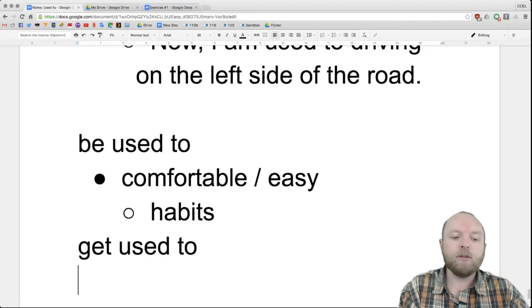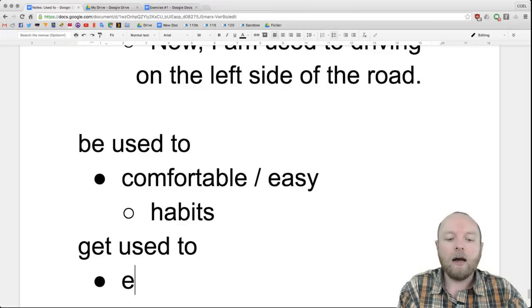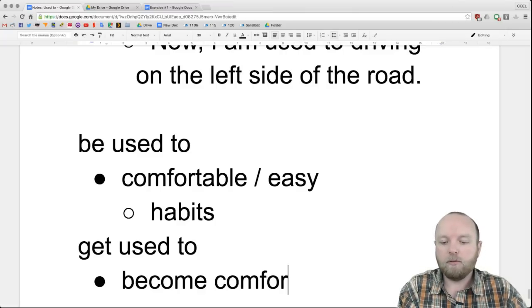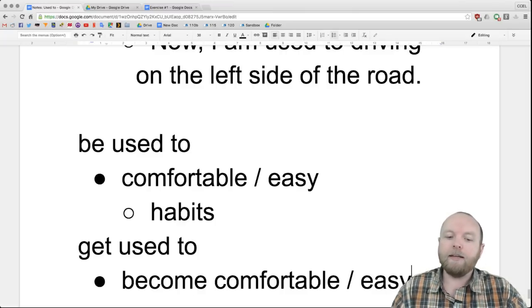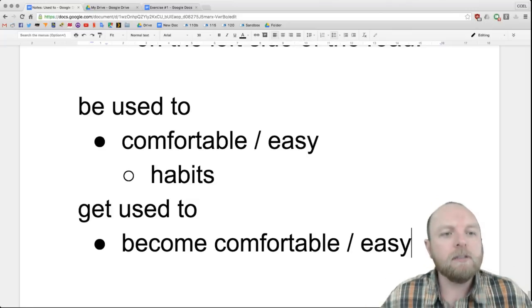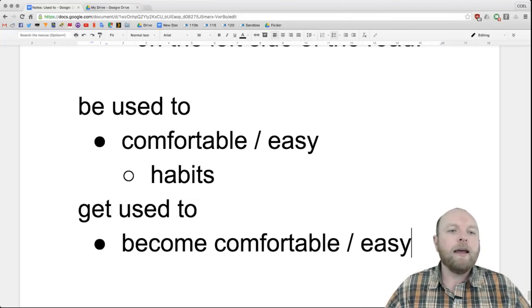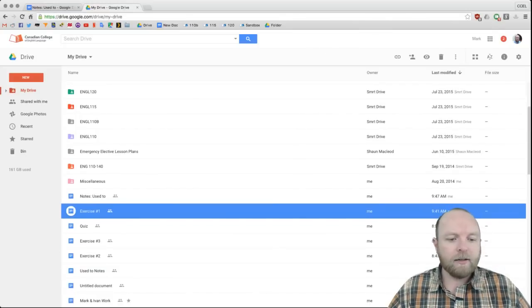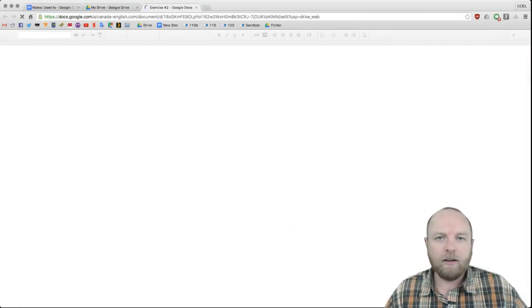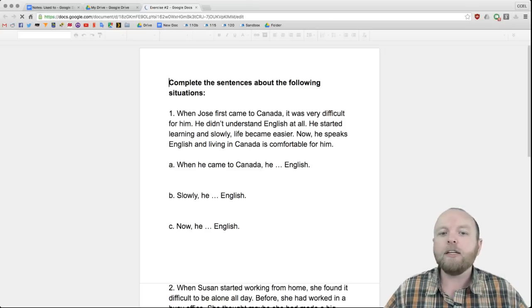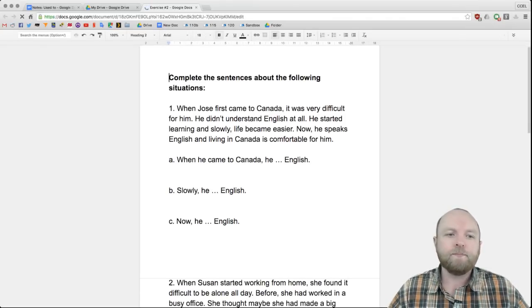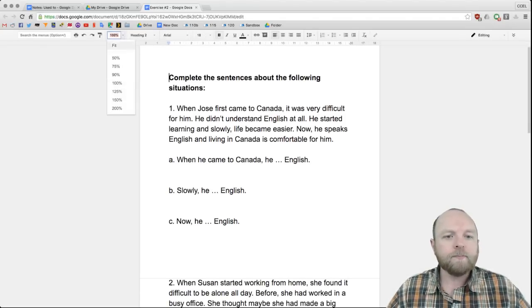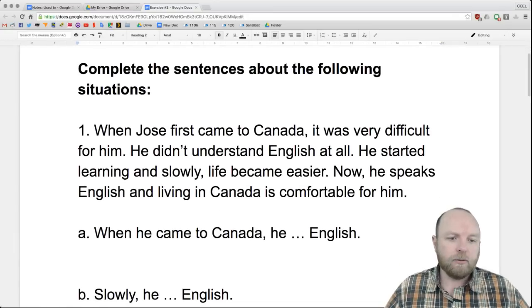Get used to means become comfortable. Become easy. Let's look at another exercise. Okay, guys, and I know this is not easy for you, right? Because we just studied used to with a base verb. Okay, let's look at this situation.